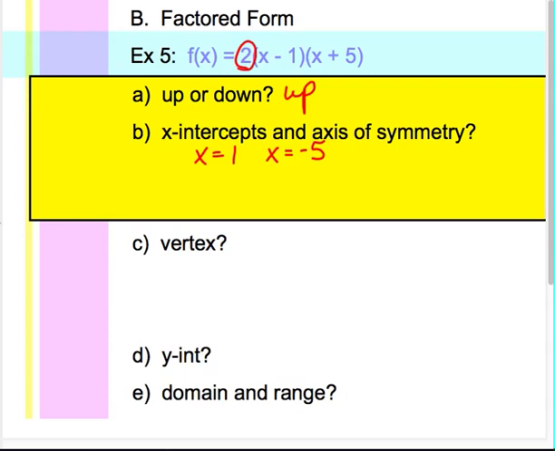When you're finding the axis of symmetry, you average those x values. So the equation for our axis of symmetry would be 1 plus negative 5 divided by 2. Negative 4 divided by 2 is negative 2. So there's our axis of symmetry. I'm going to go ahead and write those x-intercepts as an ordered pair, so they'll be easier to plot when we have to graph.